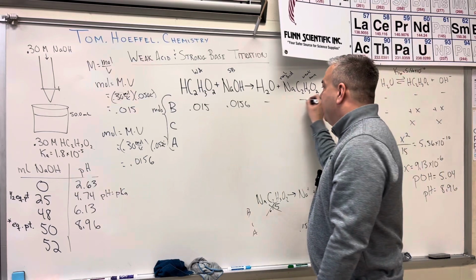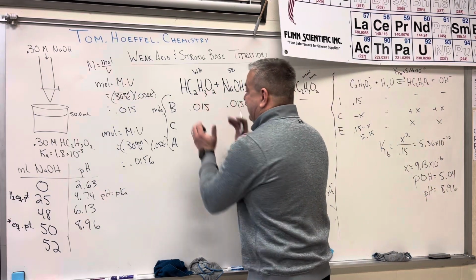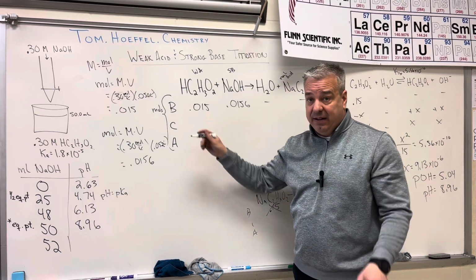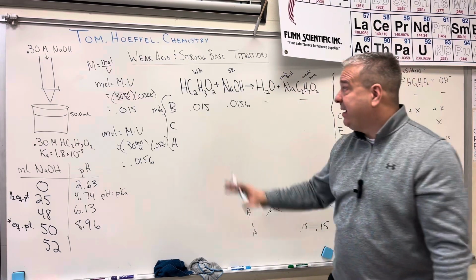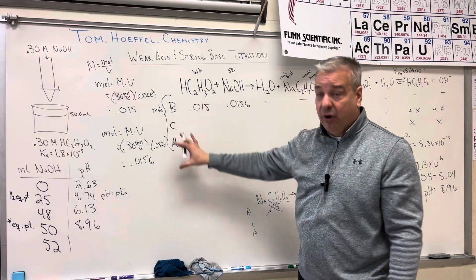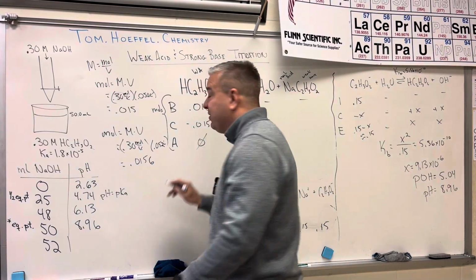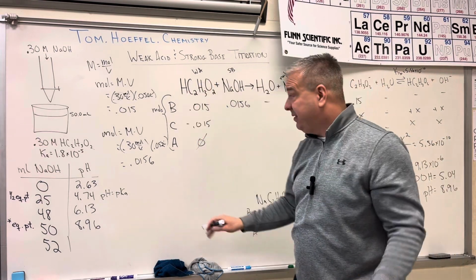0.0156. So right now, the acid is now the limiting reactant because we have a smaller amount of acid. In the previous problem, they were the same. In the problem before that, the base was the lower one. But now the acid is the lower one. So it gets completely consumed. There is no longer any weak acid present.